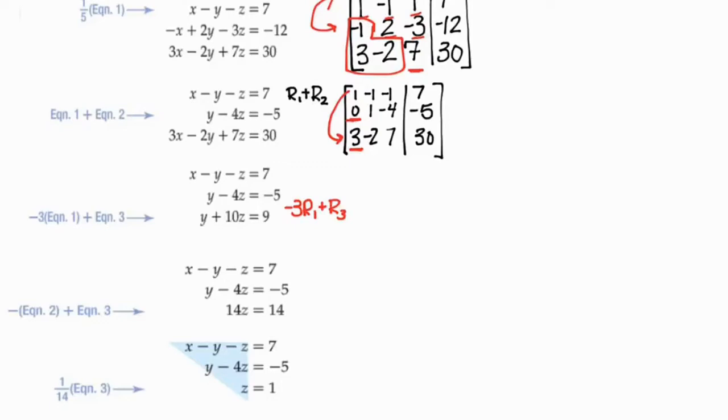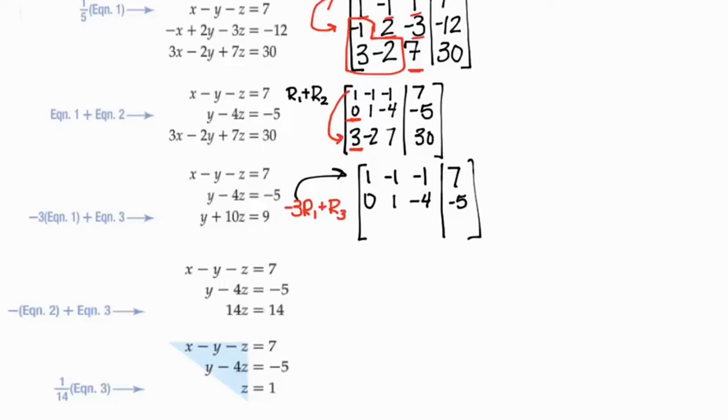And all of these equations, both sides are the same. So again, it's just like adding 1 or adding something equivalent to both sides. So my first two rows are going to stay the same. I've got my 1, -1, -1, 7, 0, 1, -4, -5.